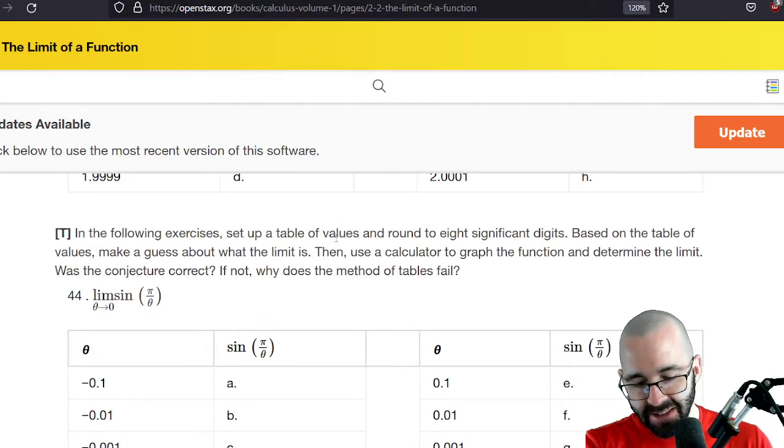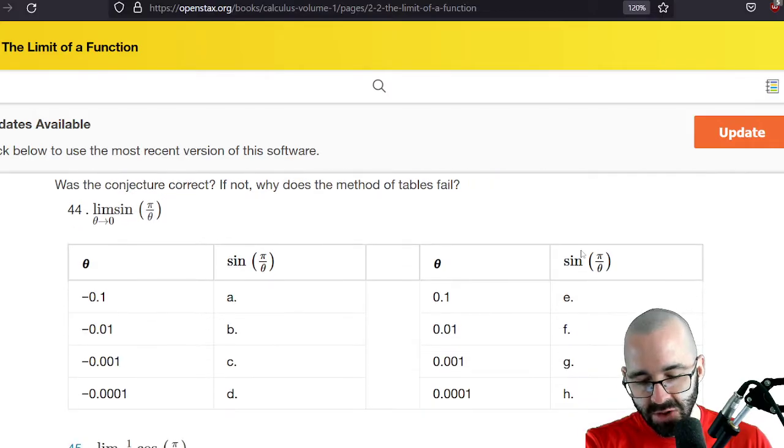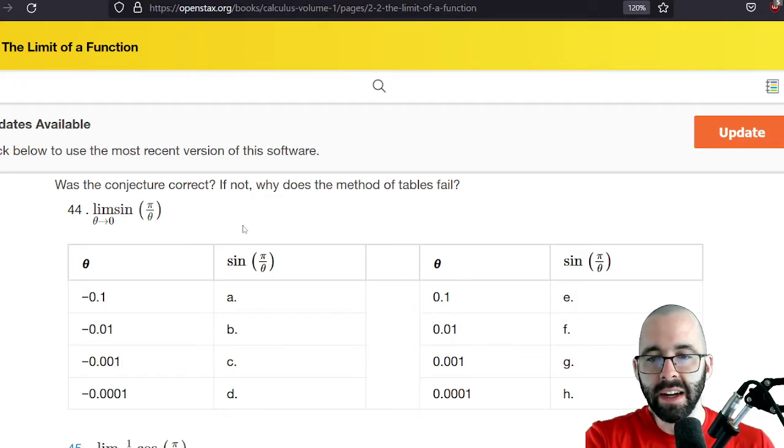All right. In the following exercises, set up a table of values in around 8 significant digits. Make a guess about what the limit is. Graph it. Determine a limit. Was the conjecture correct? The limit as theta goes to 0 of pi divided by 0. All right, let's do this.